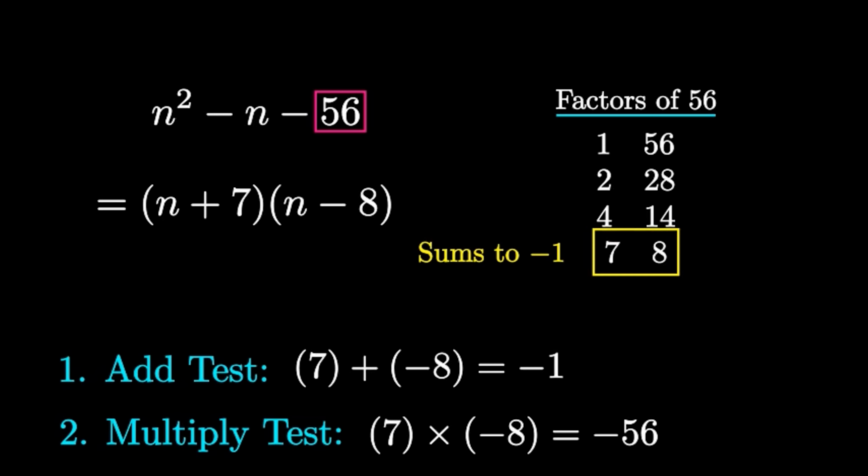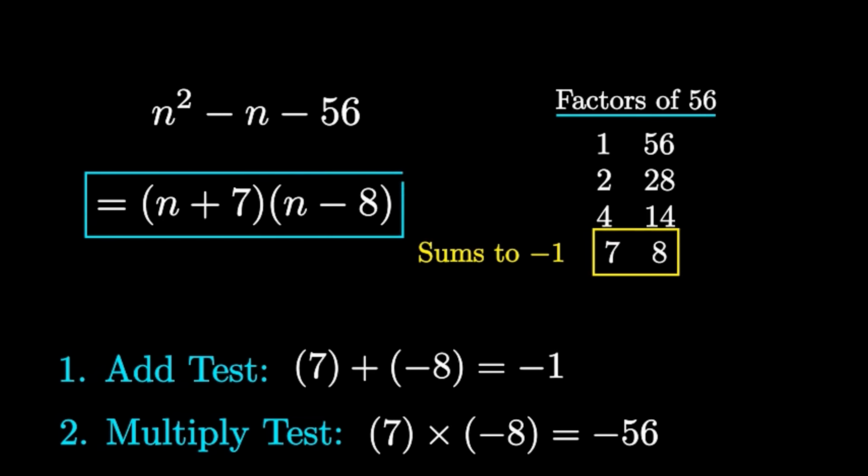Now, when it passes those two tests, you can finally say that it actually is factorable, meaning we took n squared minus n minus 56 and we broke it up into n plus 7 times n minus 8. You could check this using the FOIL method by multiplying the whole thing out if you want. That's entirely up to you. But this is exactly what you want to do when you factor these trinomials.